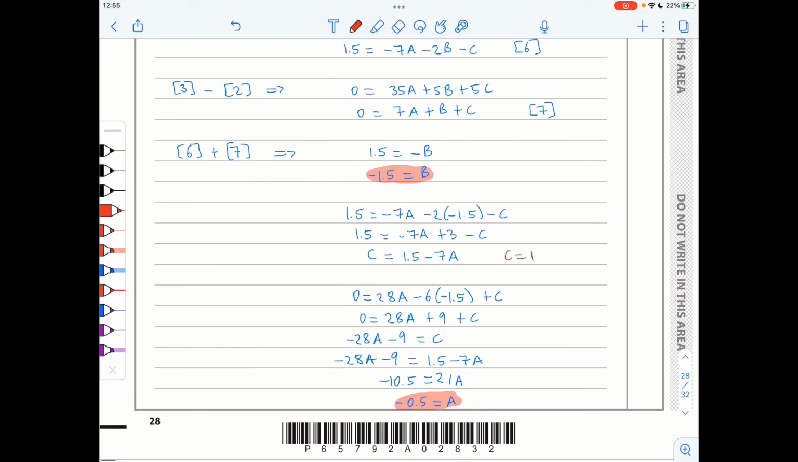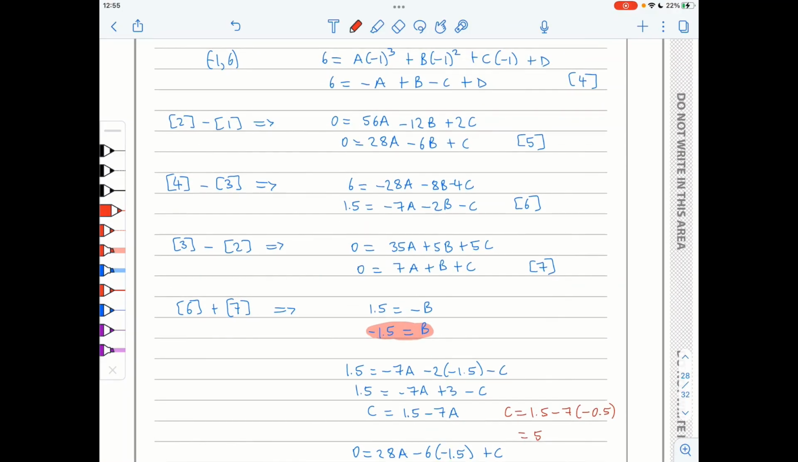So C is 1.5 minus 7 times minus a half. So this is 5. So we've got the value of C as well. And the only thing missing is to go into any one of these equations. Here I could go to equation 4 and substitute.